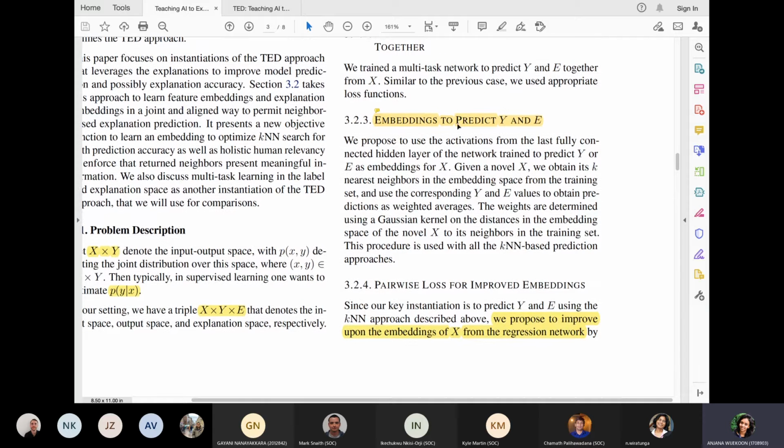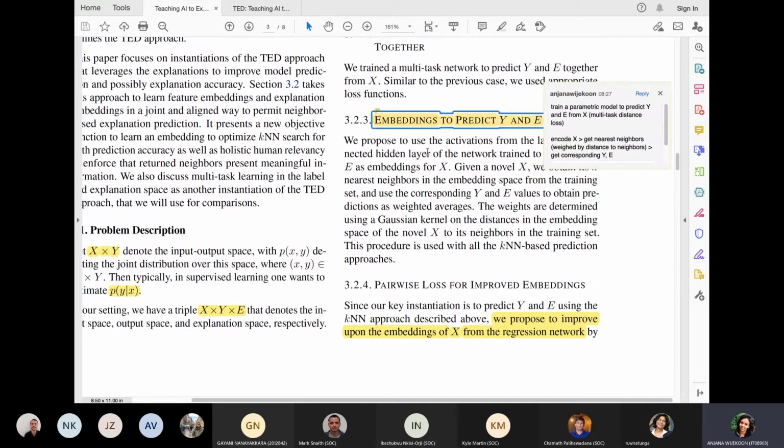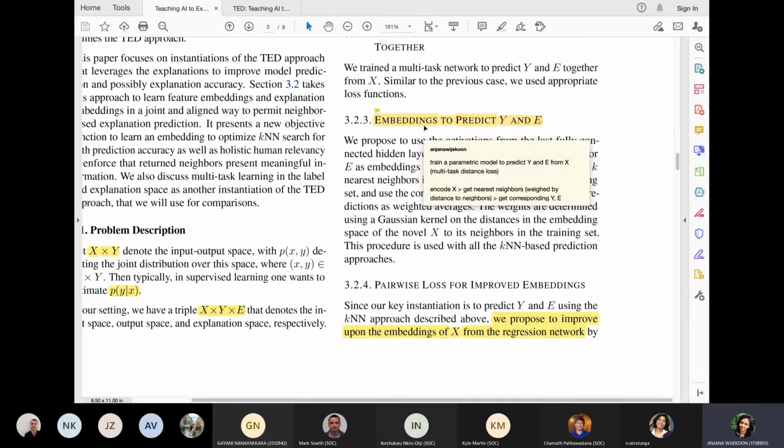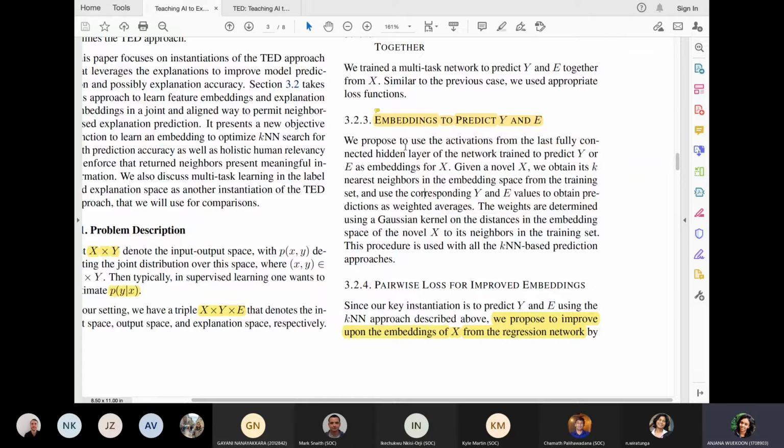Now going into explaining their approach, what they propose to do is to learn a parametric model which will help us take an embedding in the future. For example, if it's a two-layer neural network with an output layer with the number of classes, you take the last layer of the embedding of the two layers and use it as a representation for any input. So we train a parametric model to predict y and e, or just y, or just e, just to train this embedding layer.